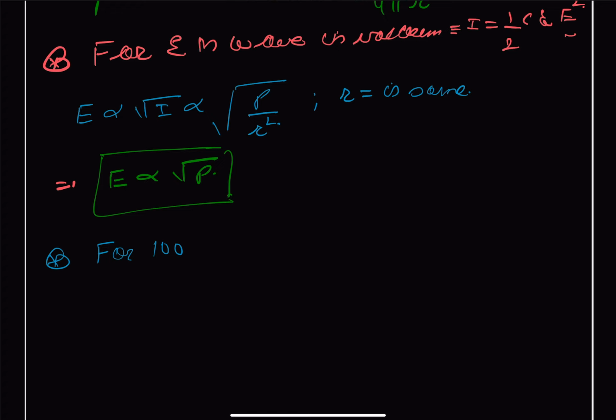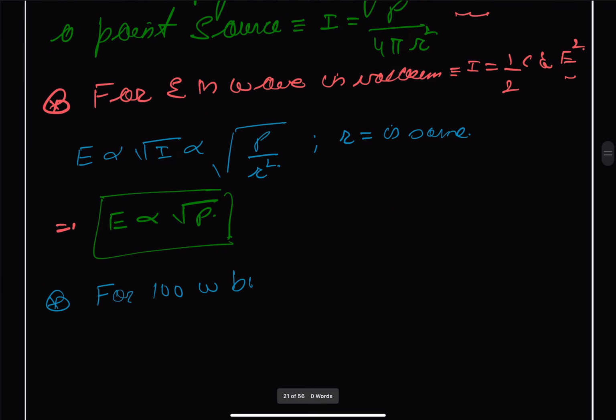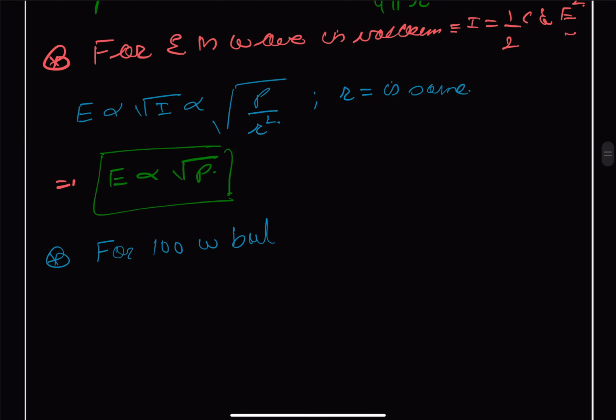For the 100-watt bulb, let us call this E100, which will be proportional to the square root of power, in this case P100, which is proportional to the square root of 100, giving us 10.